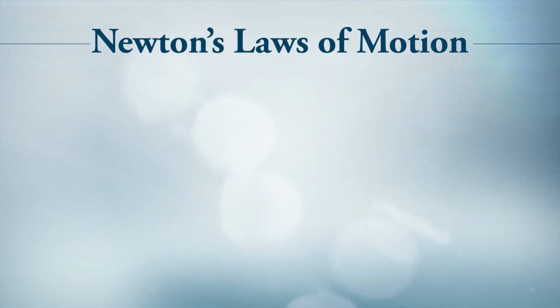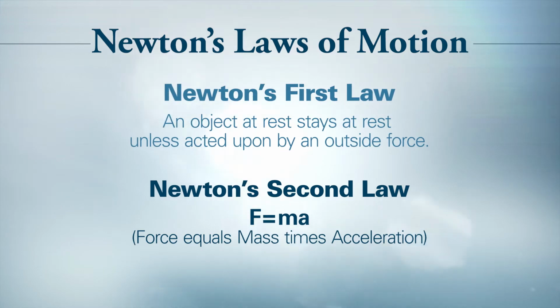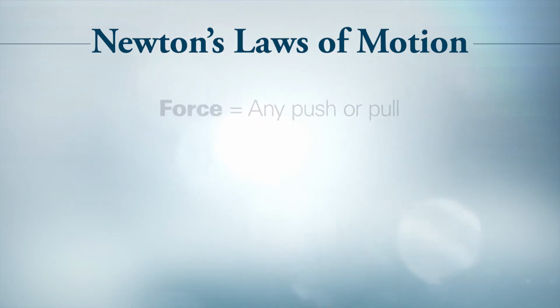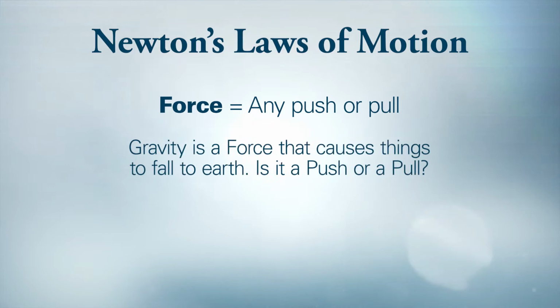Sir Isaac Newton developed a series of laws about how physical forces act together. One of those laws you've probably heard before, that an object will stay still at rest unless it's acted upon by a force. And a force is any push or pull. Gravity is a force that causes things to fall down to earth. You might remember Newton's experiment where the apple fell down from the tree and he wondered, why did it do that? So when something falls to the earth, gravity is the force.